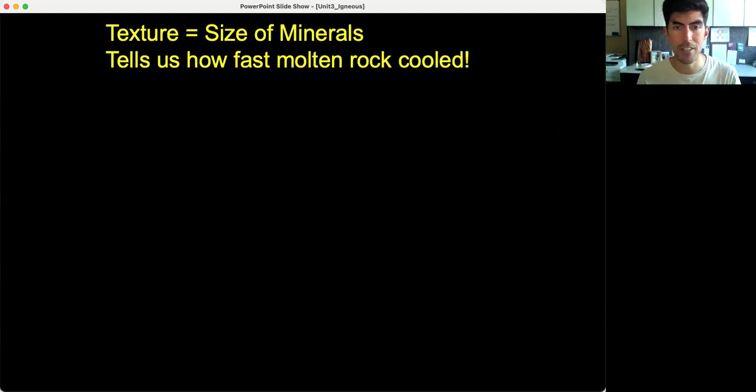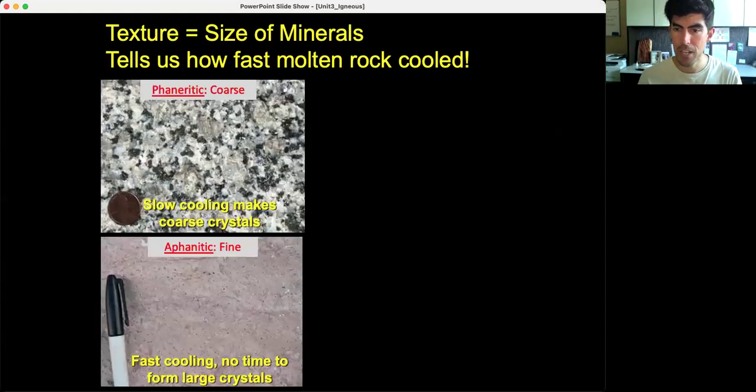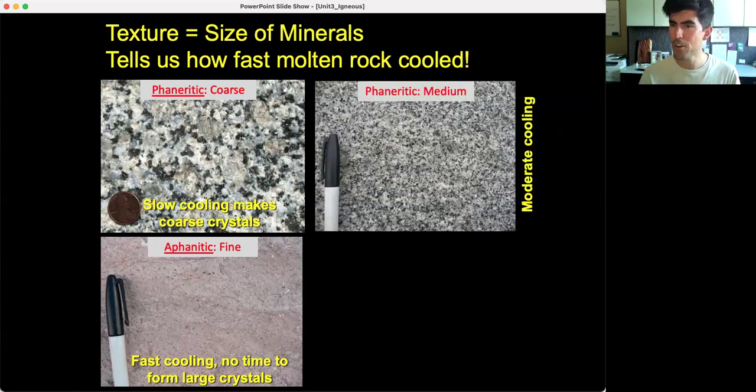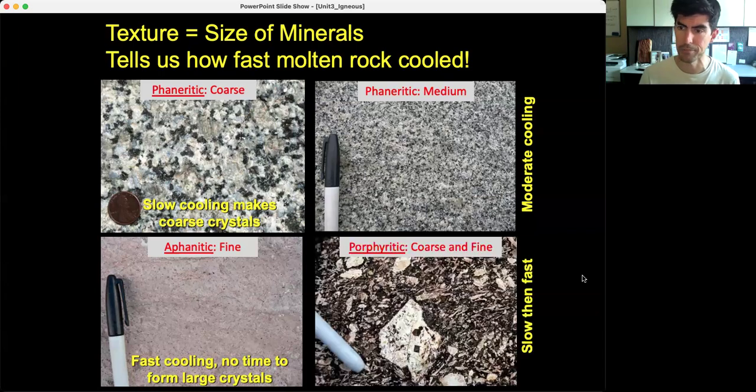Here's just some more examples I want you to see. The same two that we just saw for the phaneritic texture, meaning coarse grained minerals, or the fine grained minerals. And then there's some in between. So this is still phaneritic, but it's sort of a medium grained minerals, smaller than the one on the left, but definitely larger than these aphanitic textures. And then Earth can always throw us a curveball. Porphyritic texture has both very large minerals and very tiny minerals.